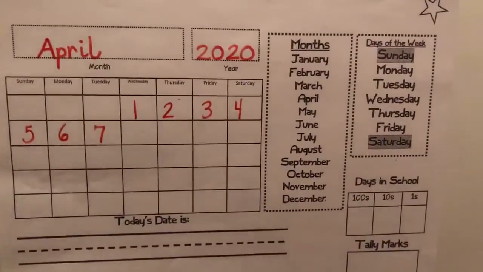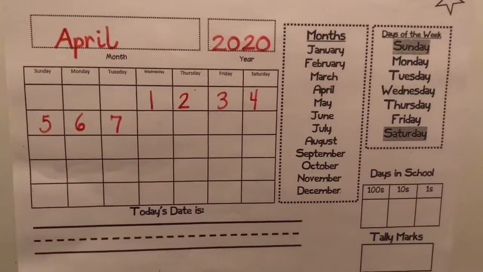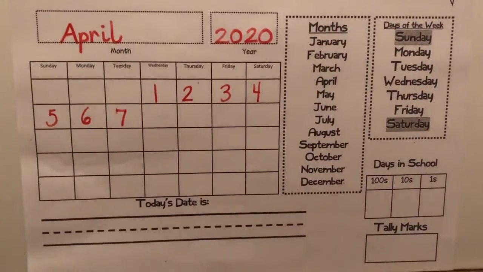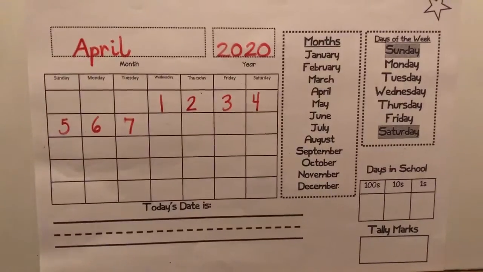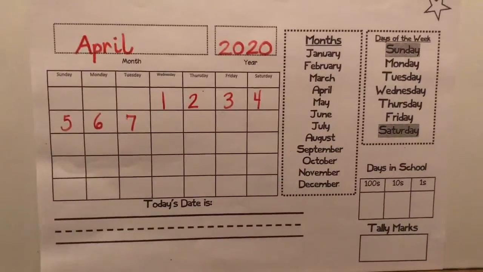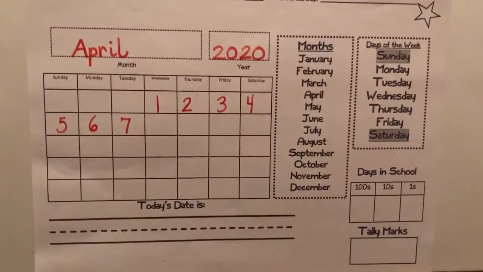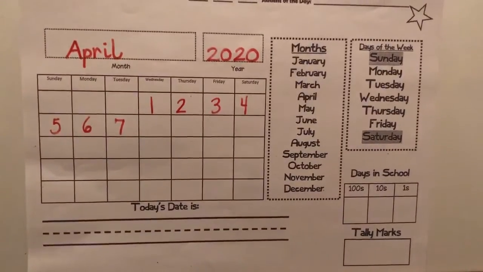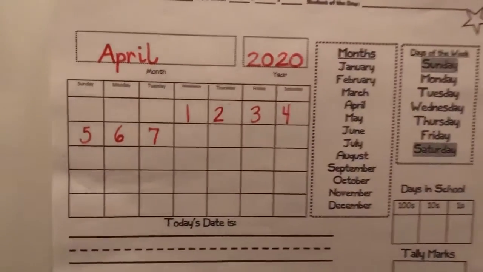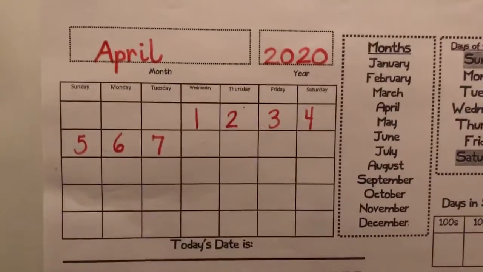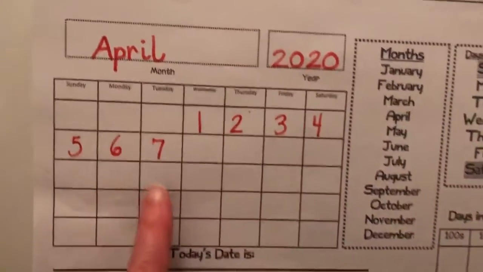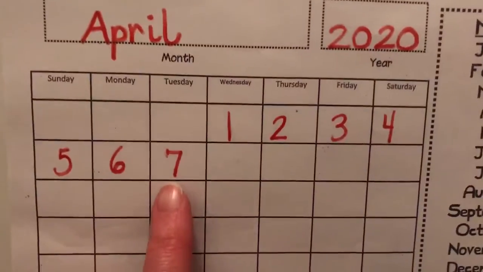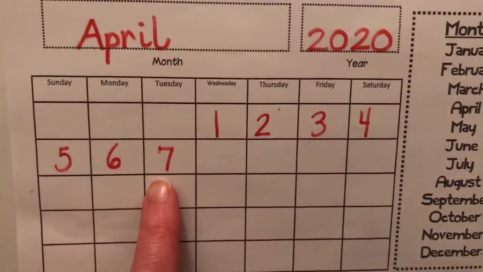Now you might have seen a sheet that looks like this in the front of your binder. I placed it in a plastic sleeve so that you could use an expo marker to mark on it each day, and then you can wipe it off and reuse it again the next day. And this looks similar to the calendar that we use at school. So the month is April and the year is 2020, and today is the 7th day of the month.